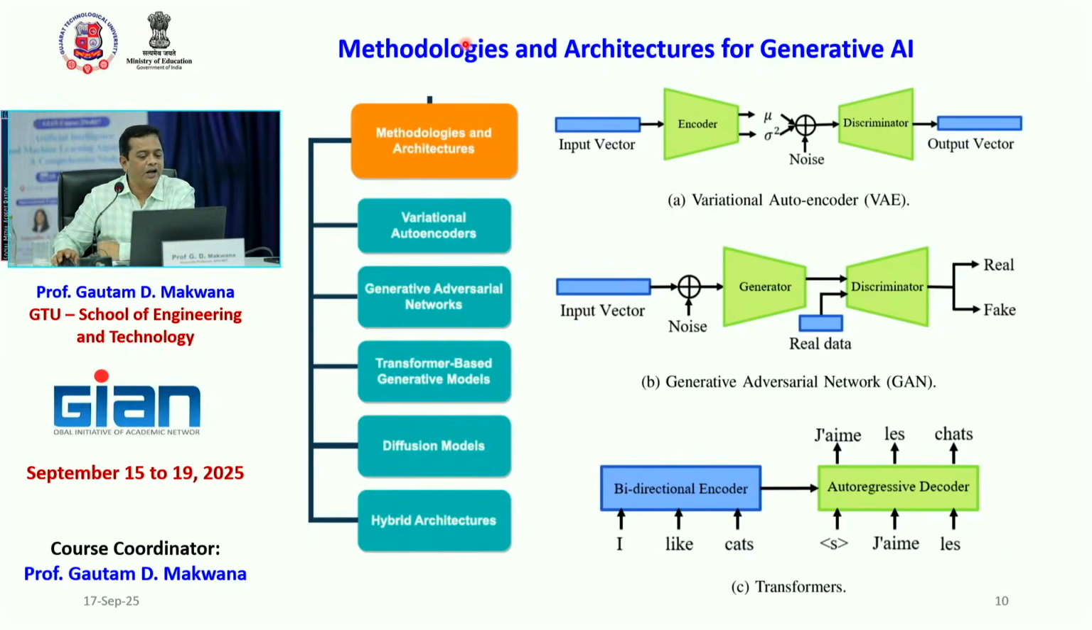Now, what kind of architectures are used in generative AI? There are mainly three kinds of architecture. One is the variational autoencoder, then the generative adversarial network, and the transformer-based generative model, and the next one is the diffusion model, and also hybrid architectures. These are just a few. This is the variational autoencoder, generative adversarial network, and this is your transformers.